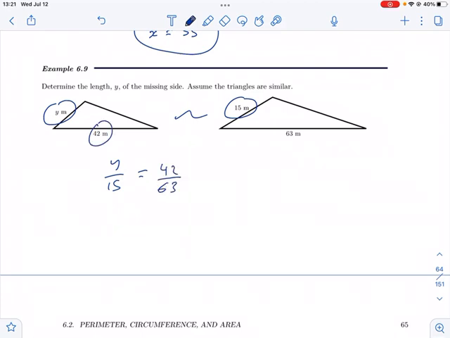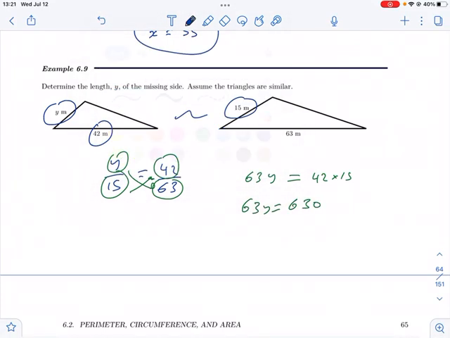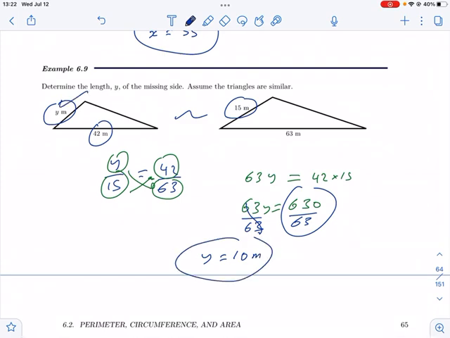Now we cross multiply these. Y times 63 is 63y equals 42 times 15. Now what is 42 times 15? This is 630. And then we solve for y. That means we need to divide both sides by the coefficient of y. If we divide 630 by 63, this will give us 10. So y equals 10. This side has length 10 meters.